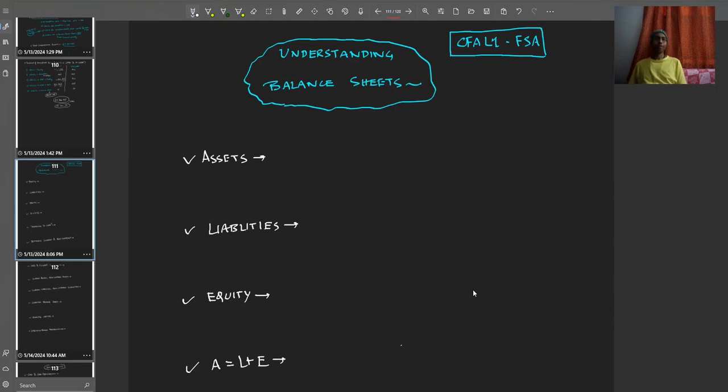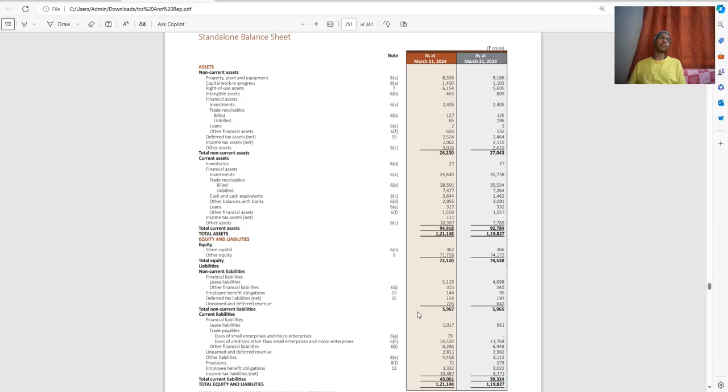Starting with the first thing, let's look at a balance sheet. Here we have the balance sheet of 2024 for TCS. You can see here, friends, there is something called assets. Under it, the main two subdivisions are non-current assets and current assets. Then you add them up to get the total assets, right?